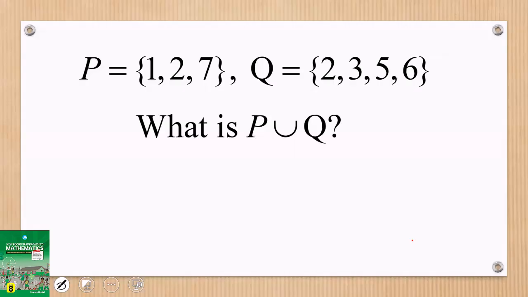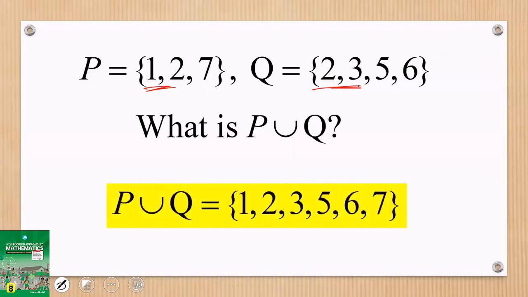If P is defined as 1, 2, and 7, and Q is defined as 2, 3, 5, 6, what is P union Q? All the elements that are in P, or in Q, or in both, when we put all of them together, we have 1, 2, 3, 5, 6, and 7. That becomes the union of P and Q.